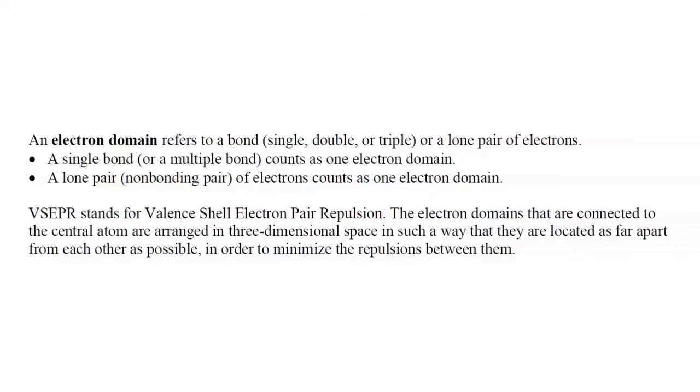VSEPR stands for valence shell electron pair repulsion. The electron domains that are connected to the central atom are arranged in three-dimensional space in such a way that they are located as far apart from each other as possible in order to minimize the repulsions between them.